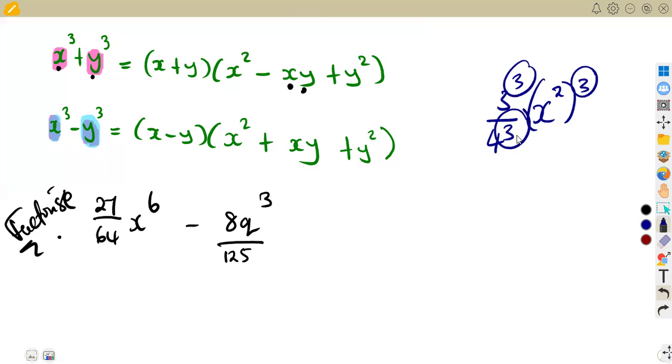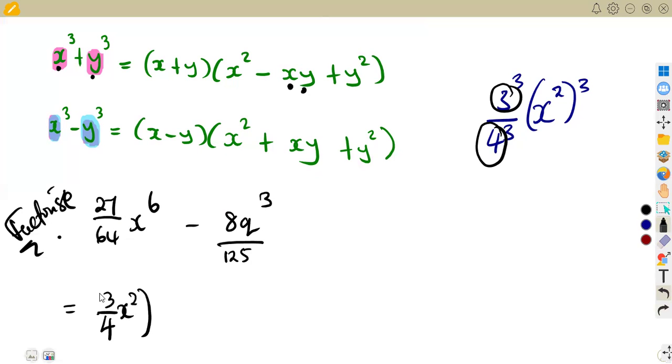Remember, what we want is to properly see the 3. If everything is raised to the same exponent of 3, this can be written as 3 over 4 x squared, all raised to the exponent of 3. Everything has an exponent of 3, so you just write those numbers that are being raised to the exponent of 3 as they are, then everything to the exponent of 3.